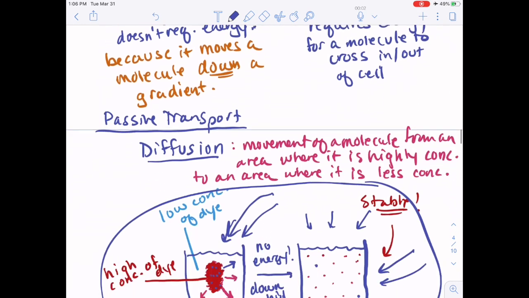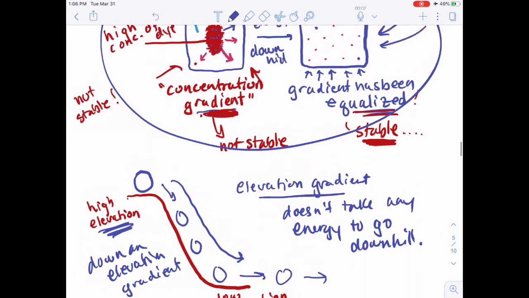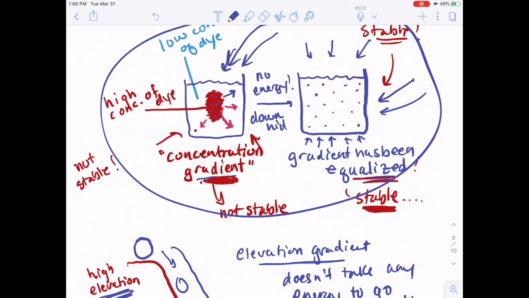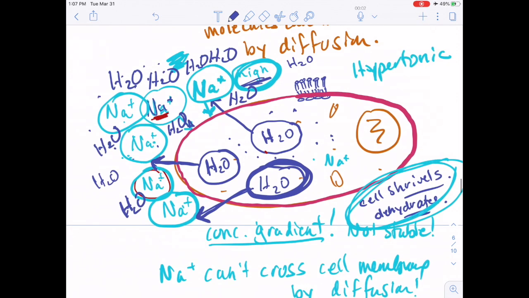So it's like moving down a hill. Like this hill here, we have high elevation at the top, low elevation down here, and you all know it's really easy to go downhill. It doesn't take any energy to go downhill. So it doesn't take any energy to equalize this concentration gradient caused by these dye molecules here. And it doesn't take any energy to equalize this gradient caused by sodium. Water just moves automatically, dilutes out that sodium, and it doesn't cost the cell any energy. No ATP needs to be used up at all.